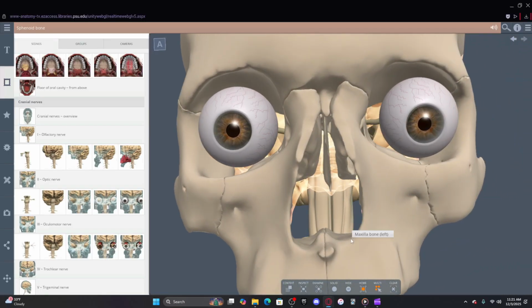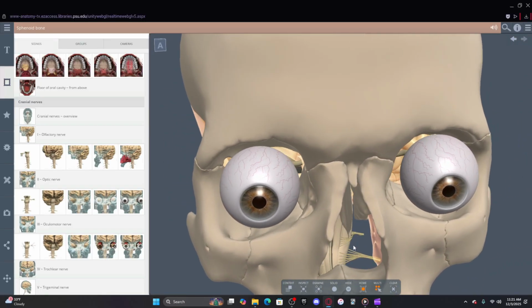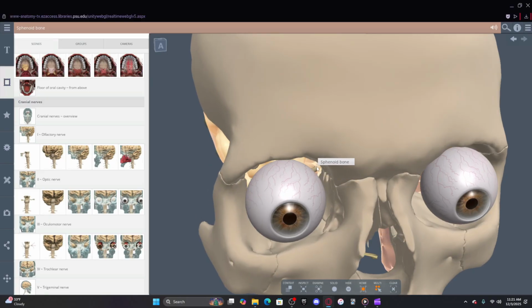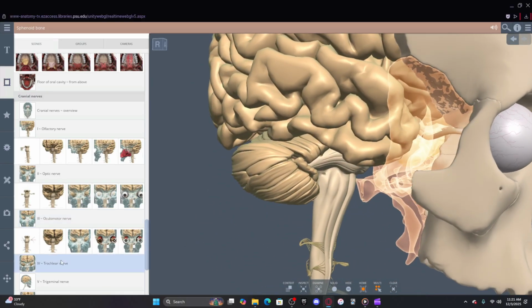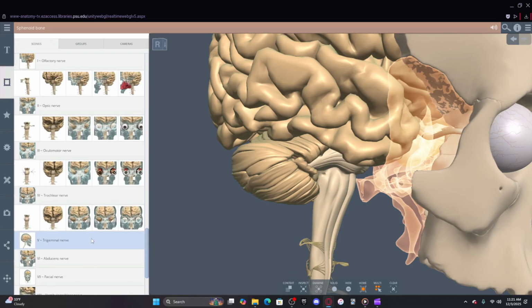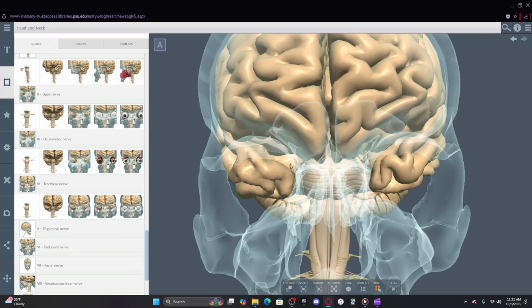Right, you can see it going through the optic canal, right? Optic canal is over here. We see the optic nerve going through the optic canal. Now let's skip on to cranial nerve number 4, the trochlear nerve.